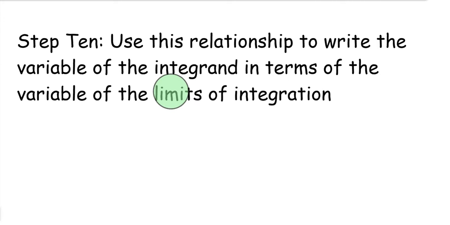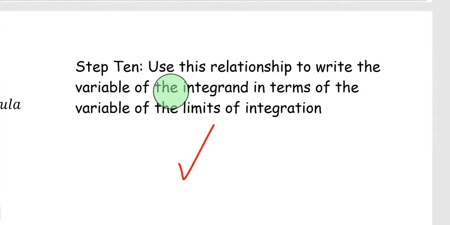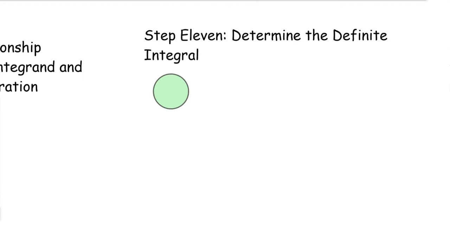Step 10 is basically the same as step 9. If that were the case, you would use the relationship to write the variable of the integrand in terms of the variable of the limits of integration. In other words, they either both have to be x or they both have to be y. Now we're going to just do step 11, which is to determine the definite integral.